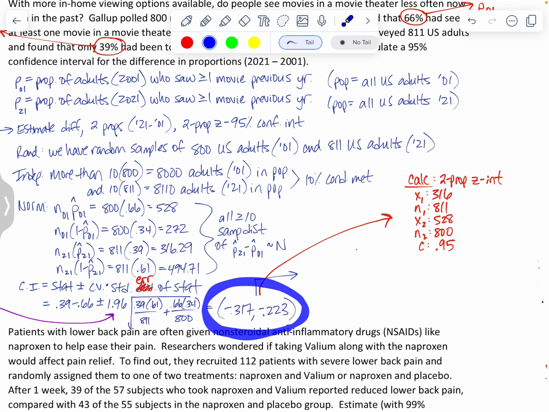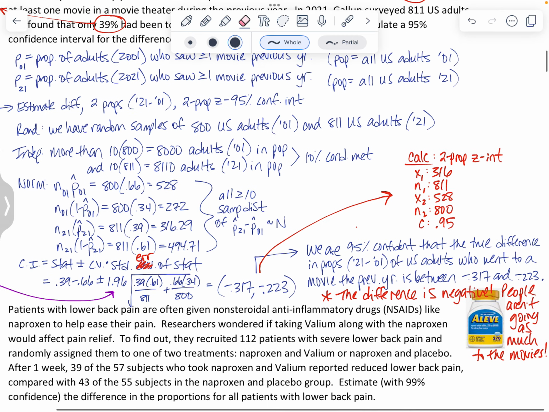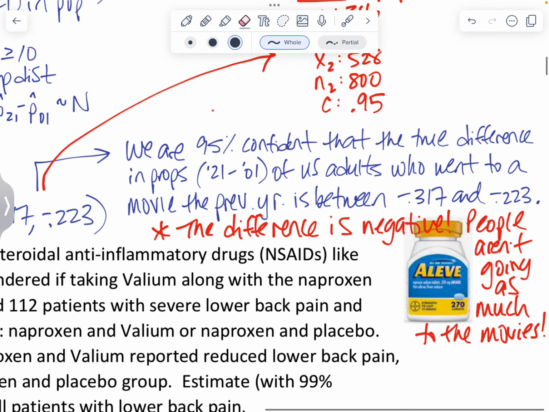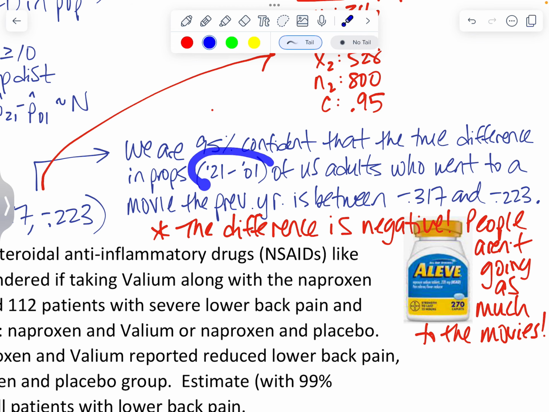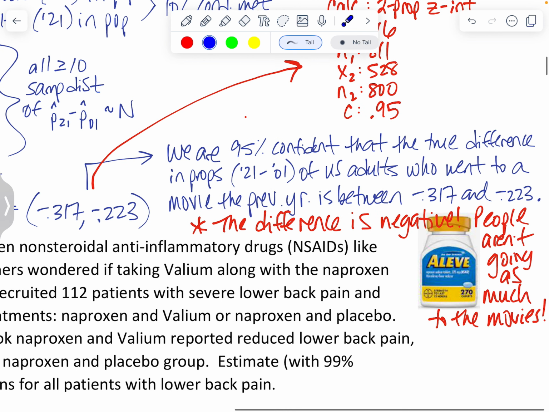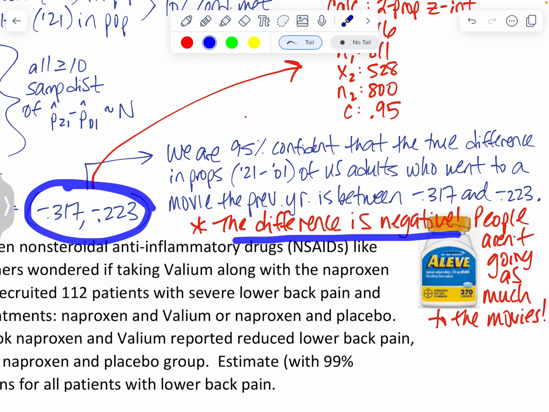Okay, that means, do you remember how to write your conclusion? We are blank % confident, blah, blah, blah. How do we write that? Here we go. We are 95% confident that the true difference in proportions, and I am repeating the direction of the subtraction so that it's very clear, of U.S. adults who went to a movie in the previous year is between this number and this number. Hey, the entire difference is negative. Okay, when we subtract 2021 minus 2001, we are estimating that the difference will be somewhere between these two numbers.